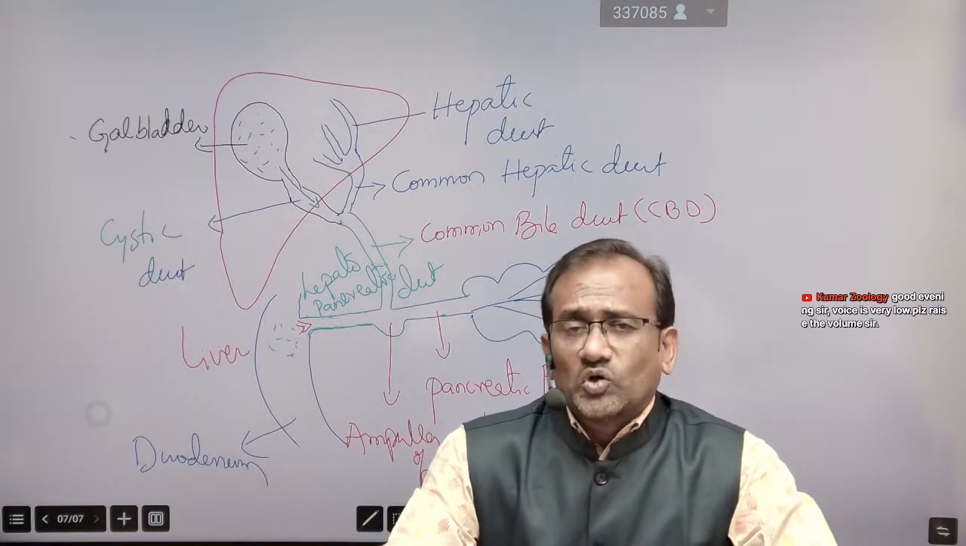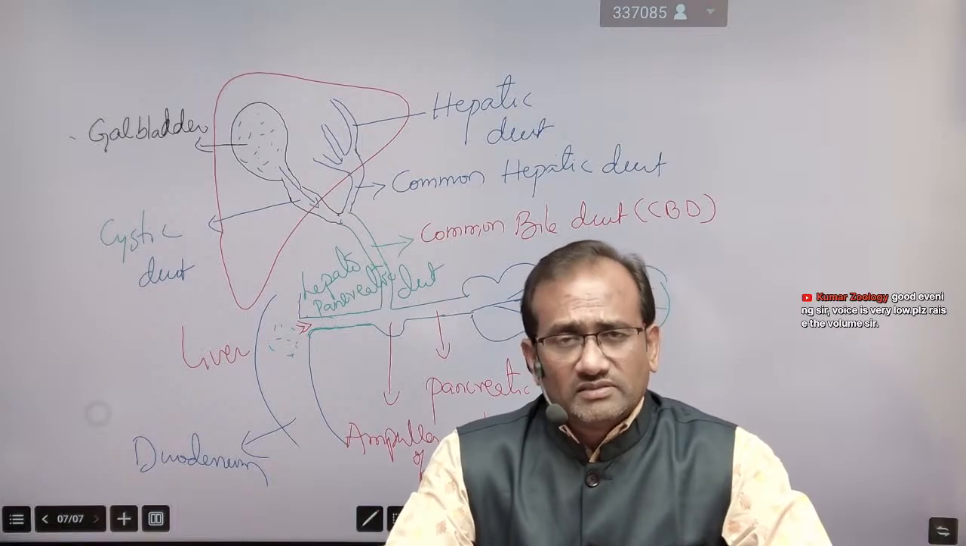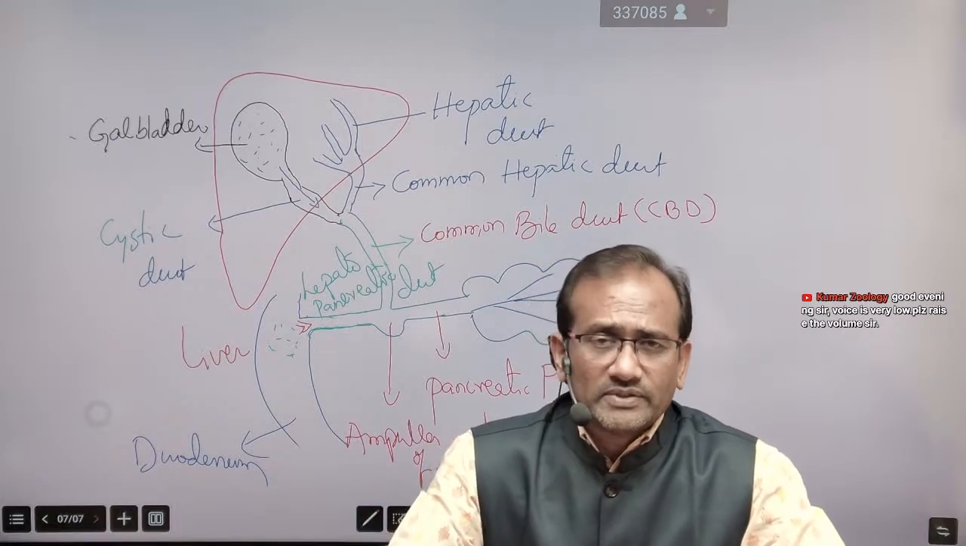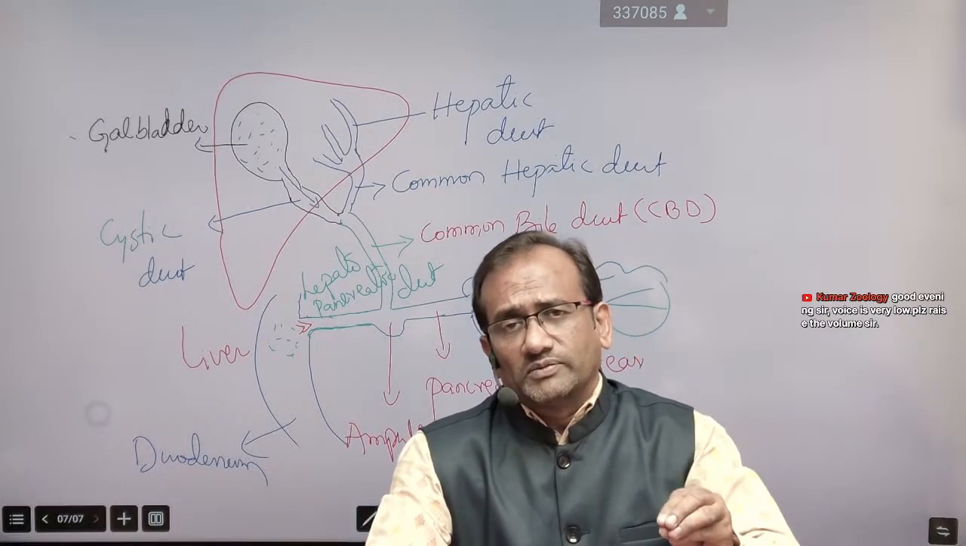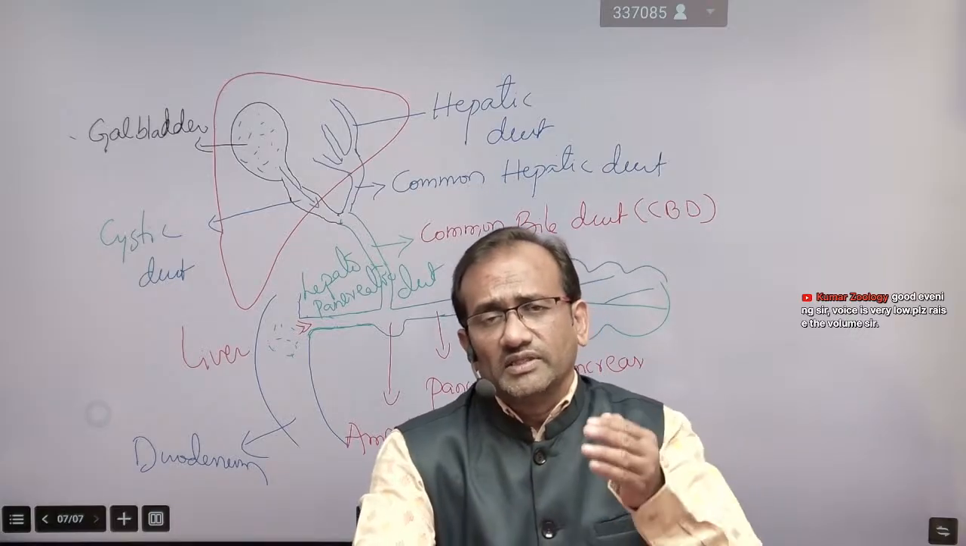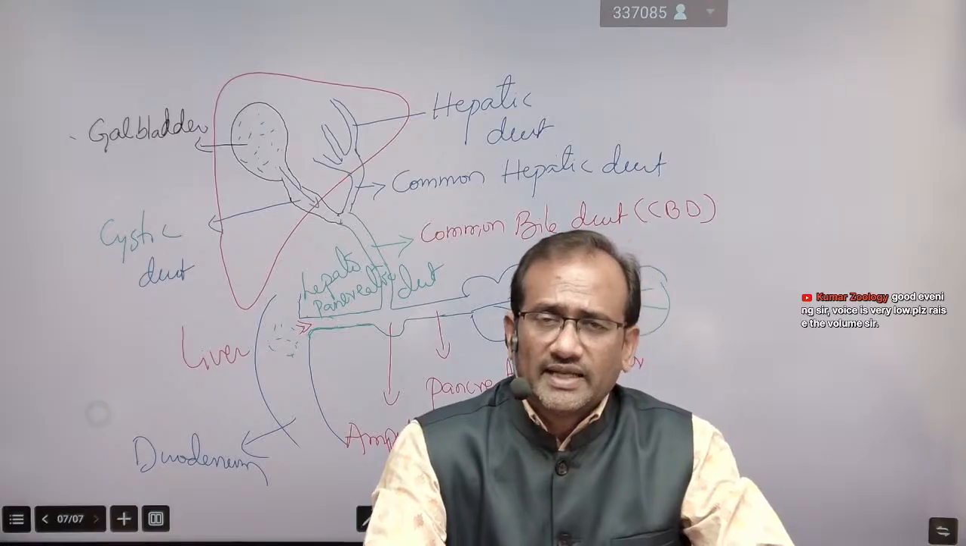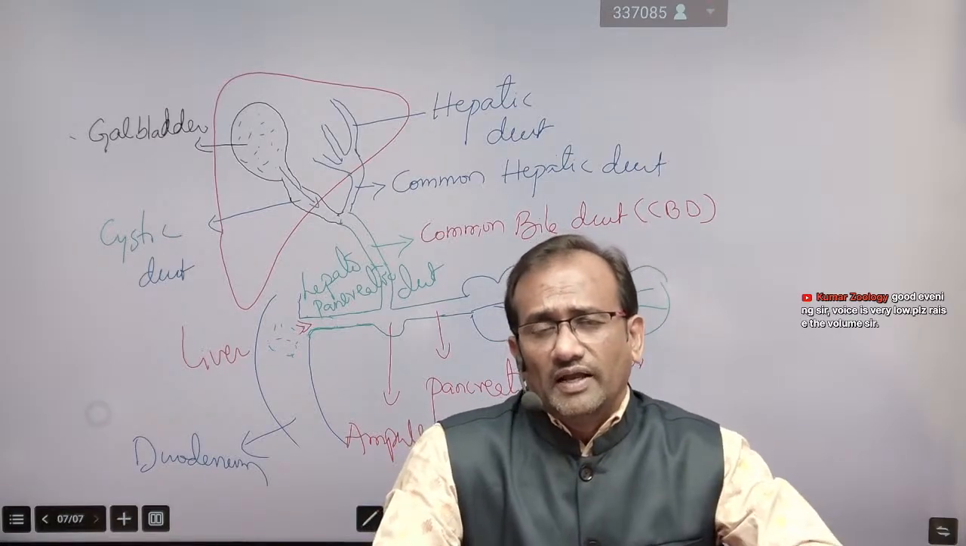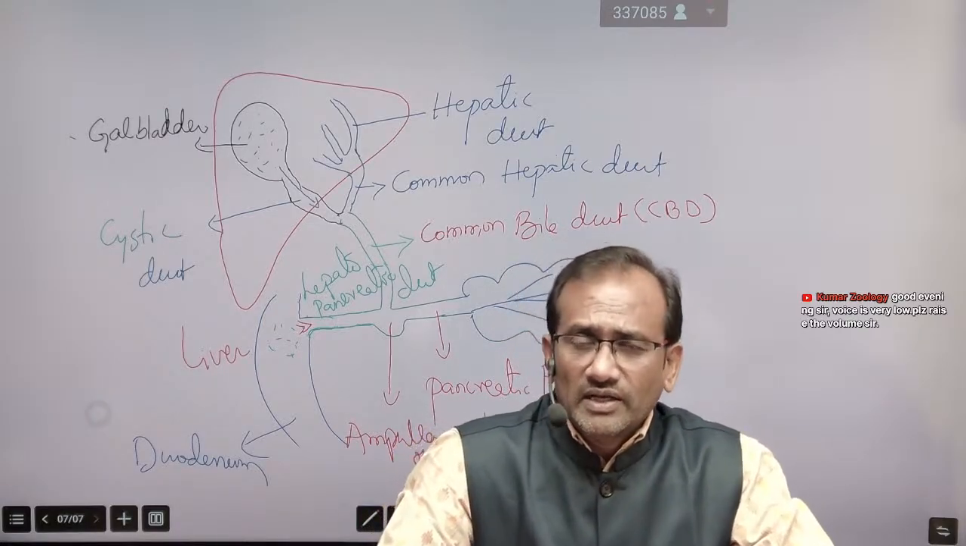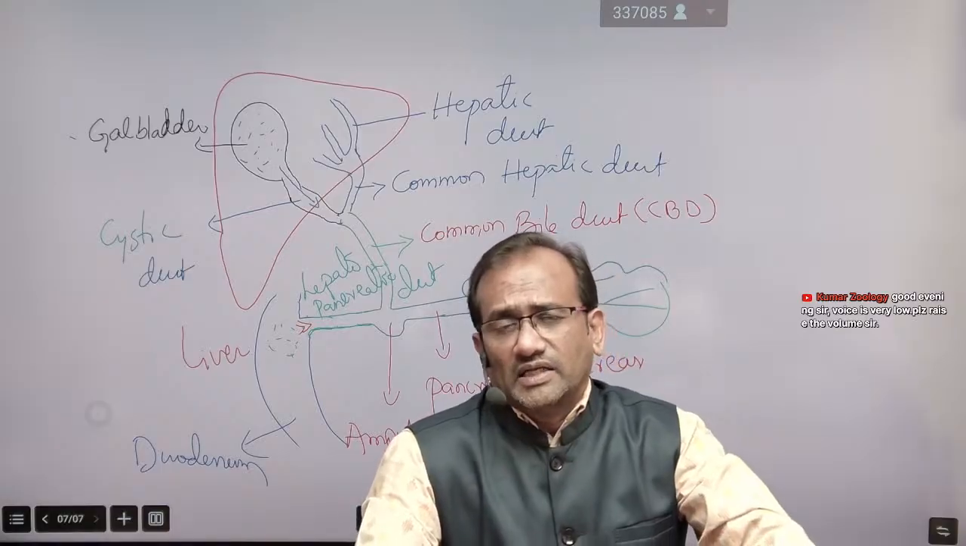So what is our topic? Our topic is digestive glands. Digestive glands are 5 types. These 5 types we divided for our convenience. Within the alimentary canal, there are 2 types of glands: gastric glands and intestinal glands. Outside the alimentary canal, there are 3 types: liver, pancreas, and salivary glands.